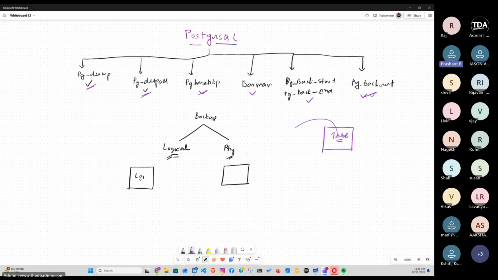Does point in time recovery also use Barman and pgBackRest? Correct. pgBackRest is going to do point in time recovery, and it is also capable of doing point in time recovery using a timestamp. Okay, thank you, Abhishek.